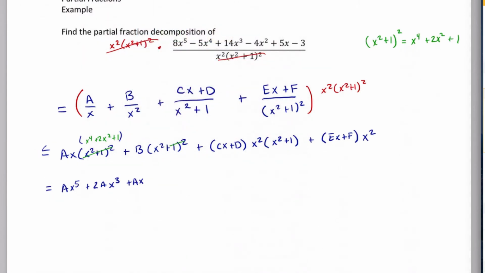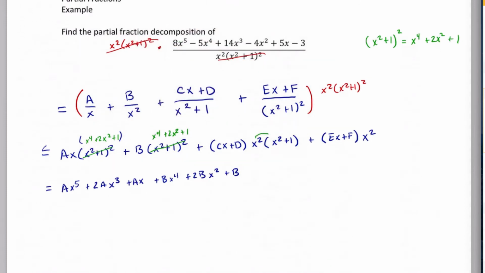This is again x to the fourth plus 2x squared plus 1. So again, let's distribute. That's now bx to the fourth plus 2bx. Don't forget your b there. Plus 2bx squared plus b. Good.